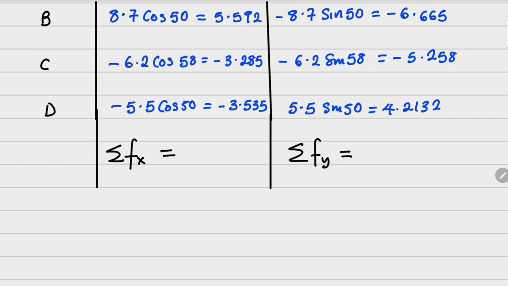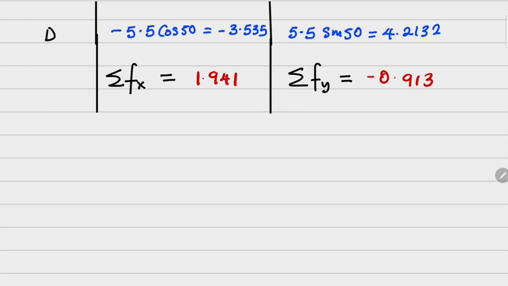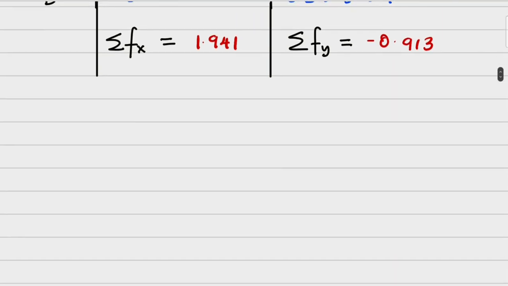Since I've gotten this, I will total it. If you total the horizontal components well, you are going to find that it will be 1.941. And if you total the vertical components, you are going to have minus 0.913. Okay, very important. Now you have to remember that what we are asked to do is to find the resultant. One is negative, which is the vertical axis, then the horizontal. So this is what you do to get your resultant.